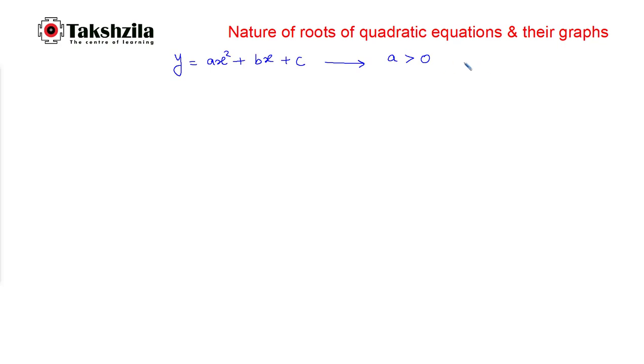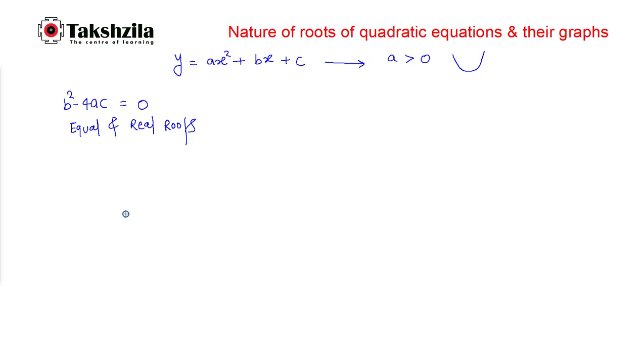If a is greater than 0, it is going to be an upward parabola, and if a is less than 0, it is going to be a downward parabola. So over here, to find the nature of roots, we need to get the value of b square minus 4ac. If b square minus 4ac is equal to 0, this is the condition of equal and real roots. Both roots are going to be equal and both roots are going to be real roots.